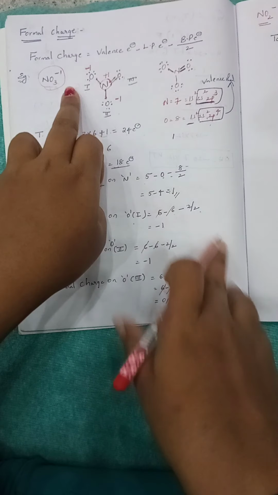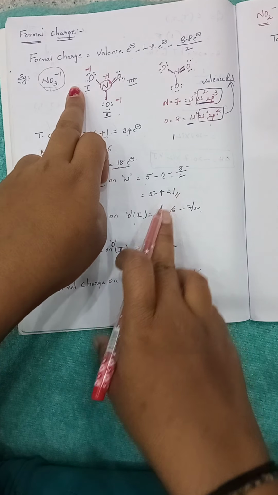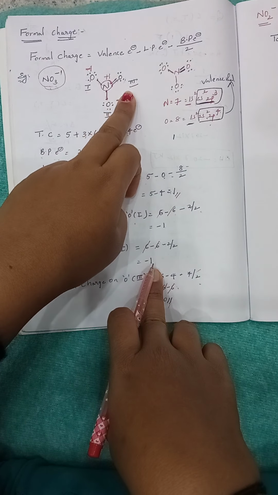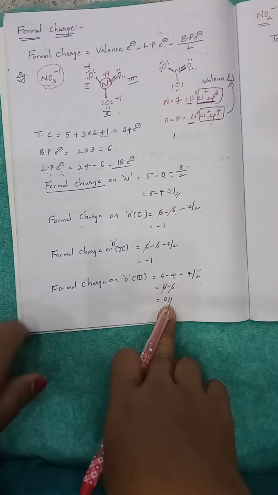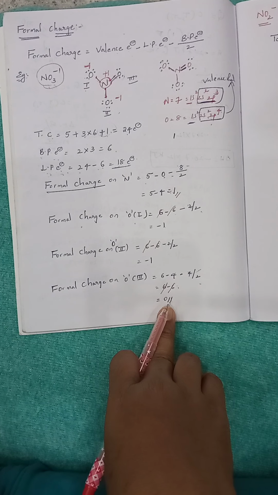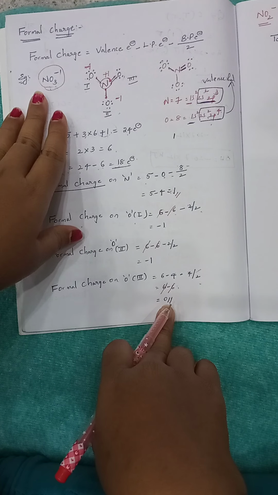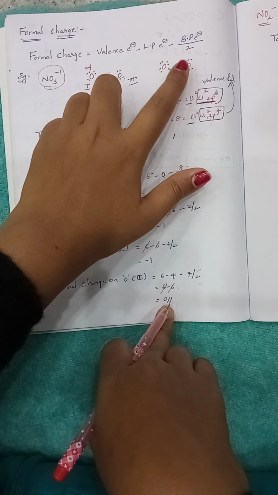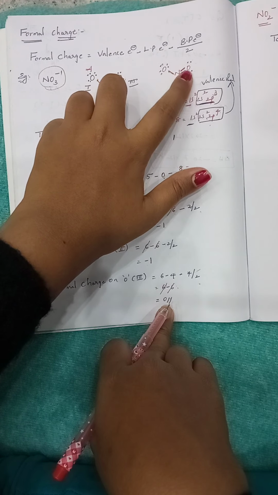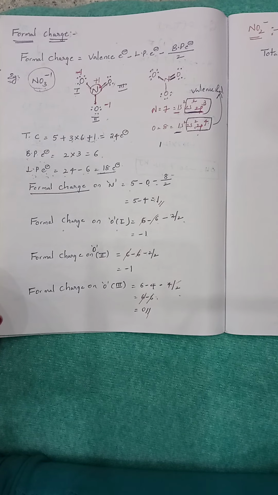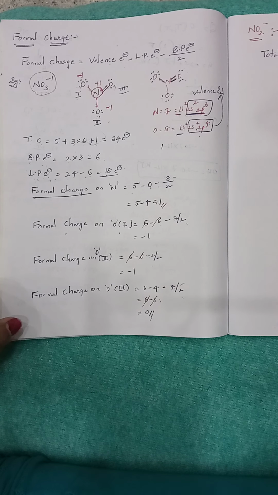That means there is no charge on this third oxygen atom. So nitrogen has plus 1 charge, the first oxygen has minus 1 charge, the second oxygen has minus 1 charge, and the third oxygen has 0, which means it is neutral. This is the way to find the formal charge. Formal charge is calculated using the formula: number of valence electrons minus lone pair electrons minus bond pair electrons by 2, or half of the bond pair electrons. By using this formula, we can also find the formal charge for other types of molecules and ions.